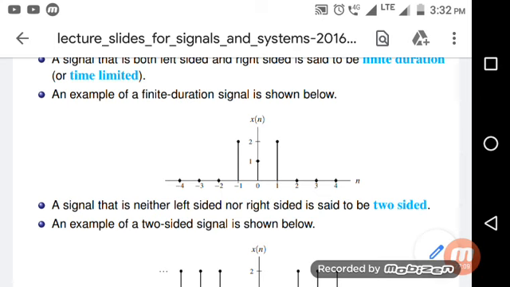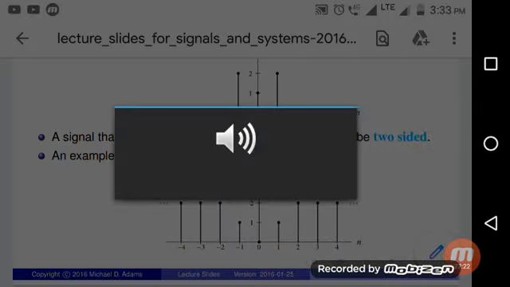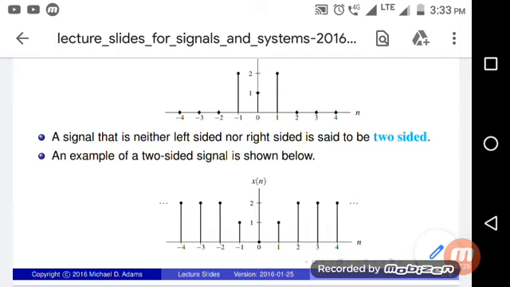Next one is two-sided signals. A two-sided signal is one that is neither left-sided nor right-sided. Two-sided signals represent something like a mirror reflection. It will execute oppositely, from left to right or right to left. So these are the different operations and different conversion techniques. All are helpful to convert the signals from one form to another form.